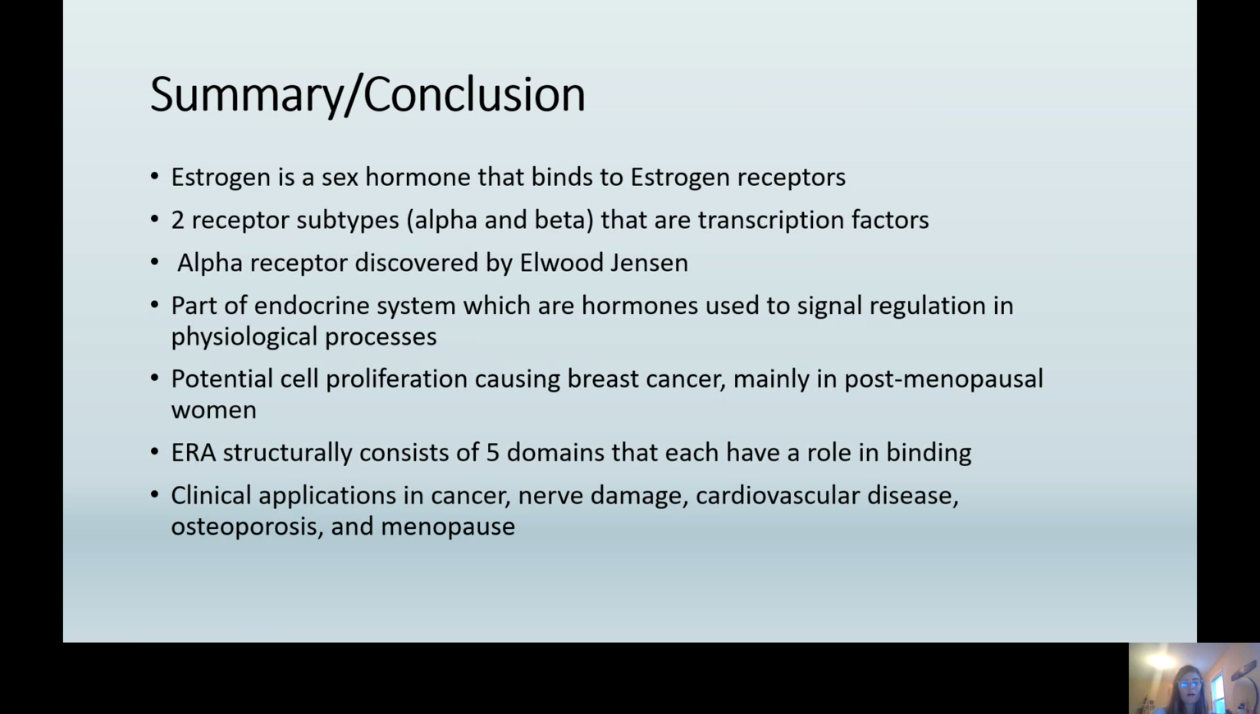And a few last points are estrogen receptor alpha structurally consists of 5 domains that each have a role in binding. So as we saw, there were A, B, C, D, E, and F, and E and F is the domain for binding. And we talked about how there's clinical applications in cancer, nerve damage, cardiovascular disease, and menopause were all clinical applications that estrogen receptor alpha and beta both play a role in.